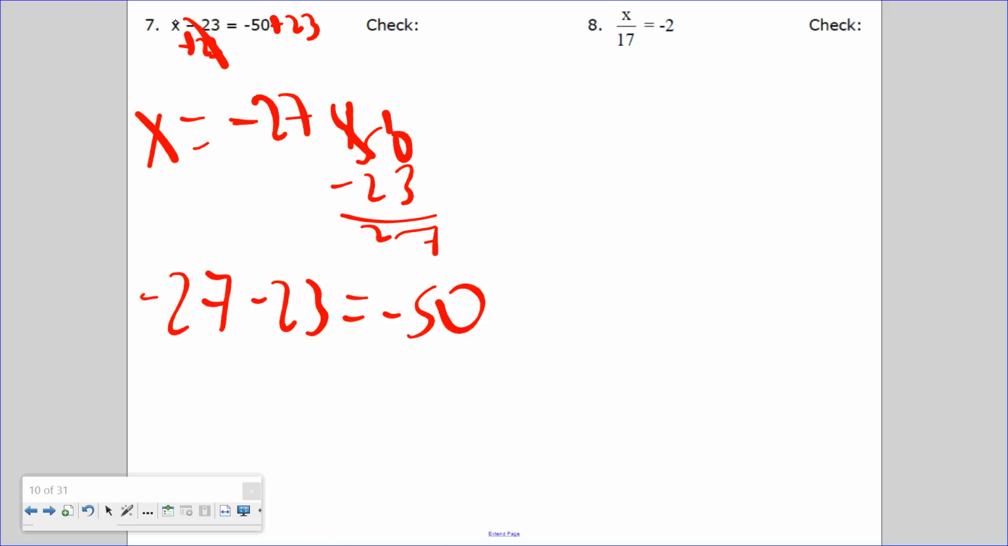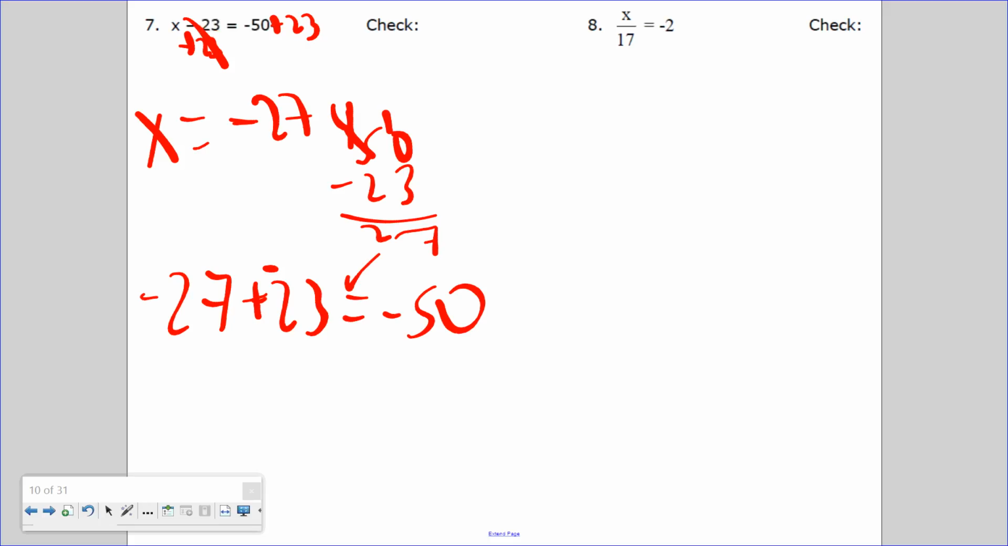So let's go back and check your work. I substituted this x with negative 27. Again, how do you subtract integers? You add the opposite. 27 negatives plus 23 negatives is negative 50. Check mark.